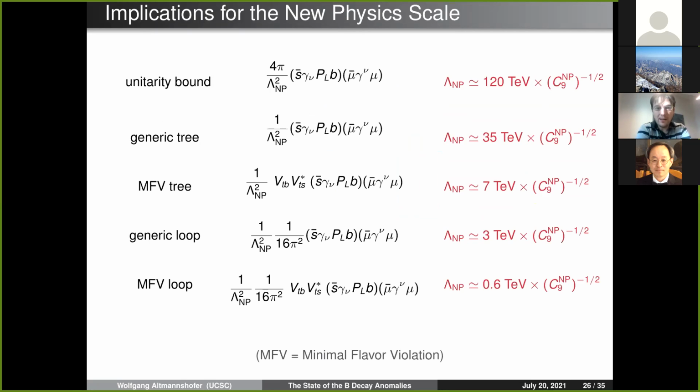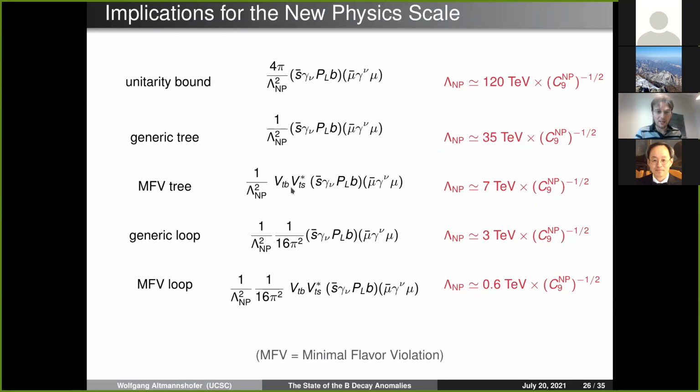What are the implications for the new physics scale? So coming back to what I said at the very beginning, these anomalies in principle can establish a new physics scale, but what exactly the scale is depends on the assumptions one makes about the new physics coupling. If one assumes that the new physics coupling is order 1, just some generic tree-level contribution to this b to s mu mu operator, one finds a new physics scale of around 35 TeV or so.